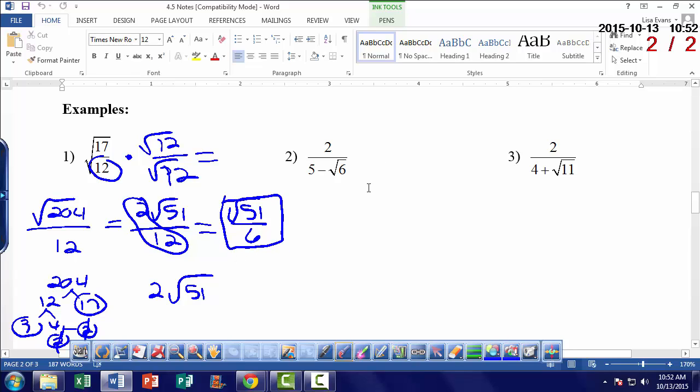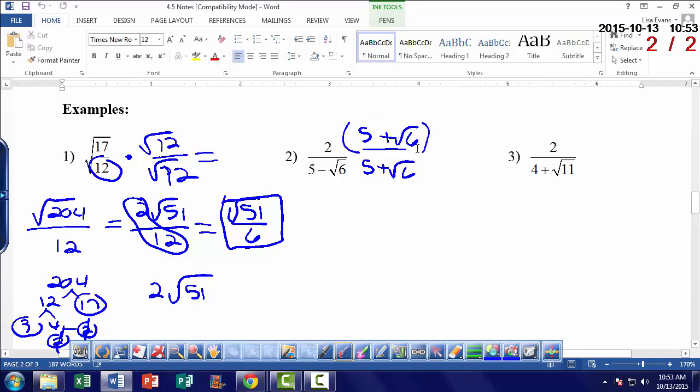Okay? All right, now look at these denominators. They're going to get a little messier. So now we have to go back up to our chart and look and see what the conjugate is. So the conjugate of 5 minus root 6 is 5 plus root 6. So I'm going to multiply the numerator and the denominator by 5 plus root 6.